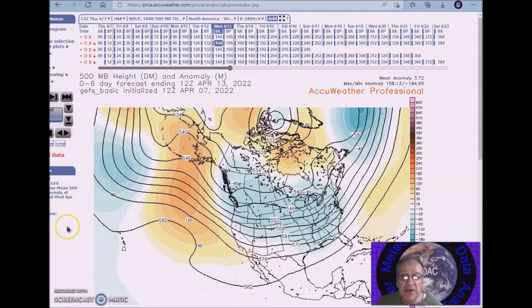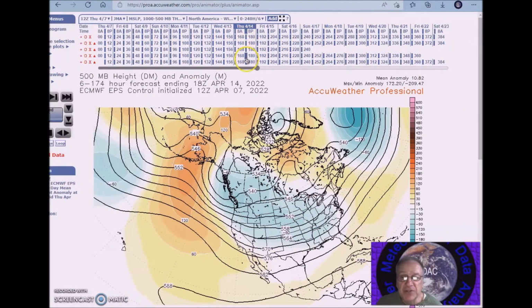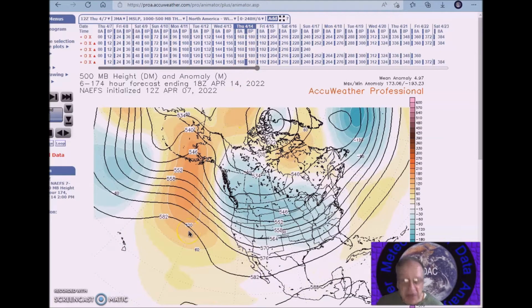Now we go through the period, and you see that the flow starts changing as this ridge starts building, and this will bring a change in our weather pattern. Energy moving into the west results in a trough in the west and above normal heights across the high latitudes and in the east.